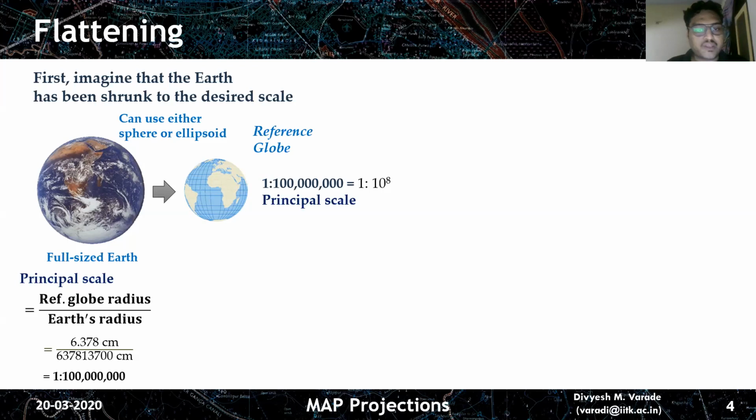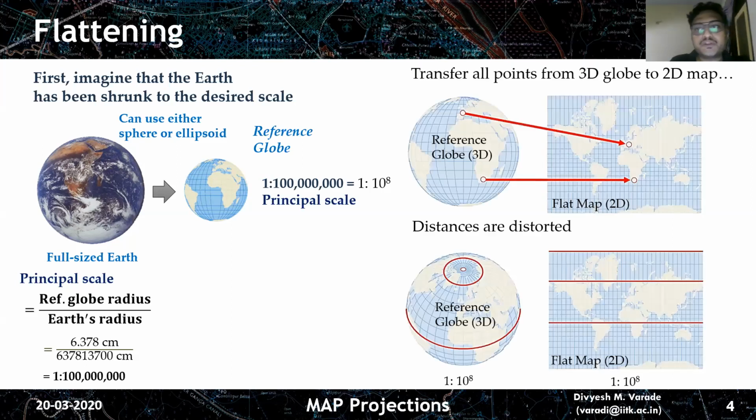But of course, when you prepare the maps in more detail, this changes. So the idea behind preparing the 2D map is to transfer all the points from the reference globe to the 2D surface, flat surface. And as you can already see here, the distances are no longer preserved between the points on the 2D map.